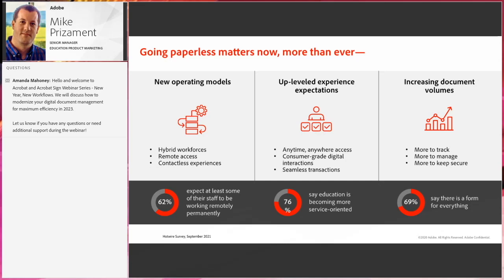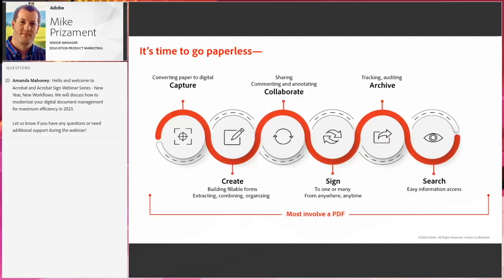And then finally, why is paperless so important? It's just because there's such increasing document volumes. So as you can imagine, more and more data means more things to track, more things to manage, more things to secure, make sure that they're accessible. It's just a lot of work, and going paperless and automating these workflows really makes a lot of improvement in that area. So it's time to go paperless. It's probably why so many of you are on today's session today.